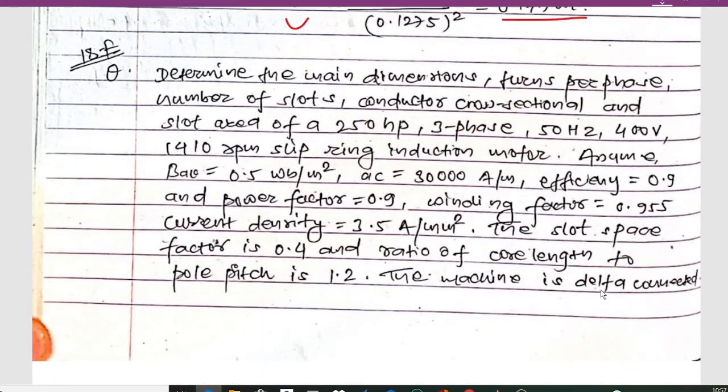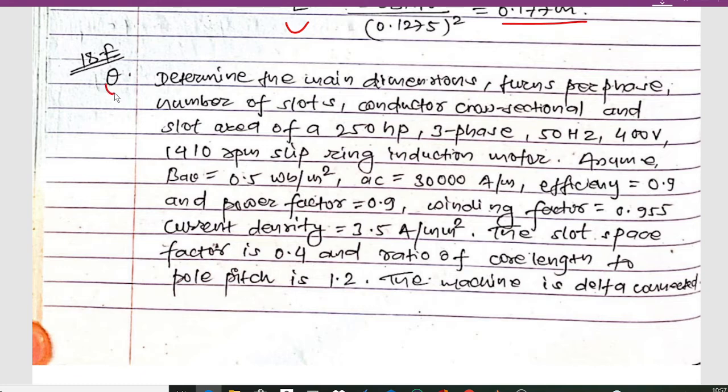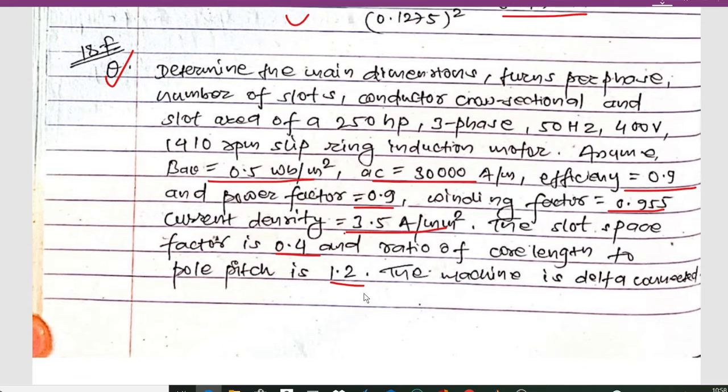And again here we have one more important numerical. Determine the main dimensions, turns per phase, number of slots, conductor cross section area and slot area for a 250 HP, 3 phase, 50 Hz, 400 volt, 1410 RPM slip ring induction motor, and assume B average is 0.5 Weber per meter square, the value of AC is 30,000 ampere per meter, efficiency 0.9, power factor 0.9, winding factor 0.955, current density 3.5 ampere per mm square, slot space factor 0.4, and the ratio of core length to pole pitch is 1.2. The machine is started in delta connection.